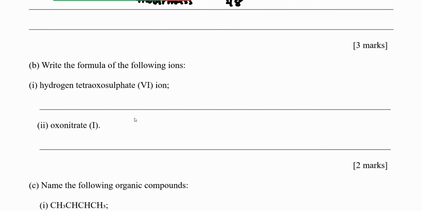Now the next question says, write the formula for the following ions. So the first ion, we have hydrogen tetraoxosulfate(VI) ion. An easy way to write this is we already know tetraoxosulfate(VI) is written this way. This is the ion, okay? And hydrogen ion is written this way. So hydrogen tetraoxosulfate(VI) ion together, when they bond, is going to give us hydrogen, then the SO4.